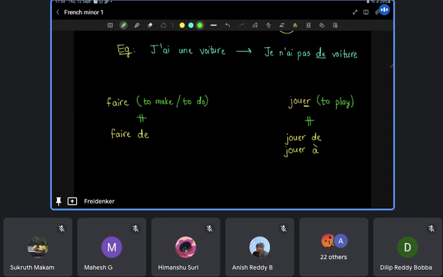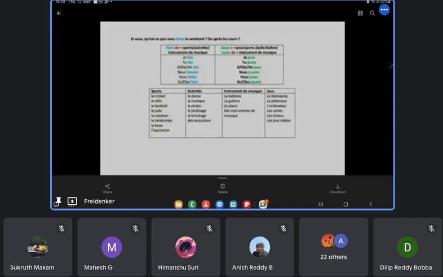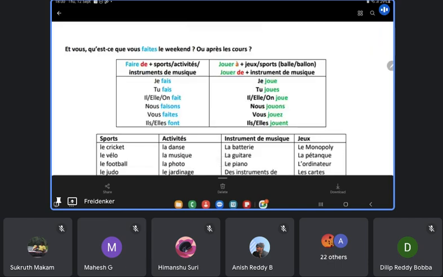So how do I know when to use what? Here are the rules. When you have sports or activities or musical instruments, basically, you can use faire, the left side one. We'll look at specific examples later, but just go through the conjugation. This conjugation is important. You're supposed to know this conjugation. The right side part says that you can use jouer à when you have games. Jeu means games. Sports is basically sport.